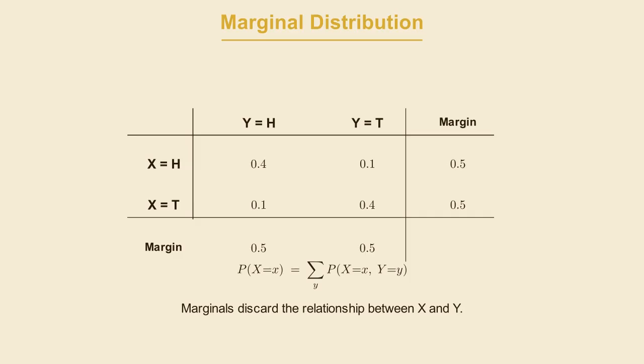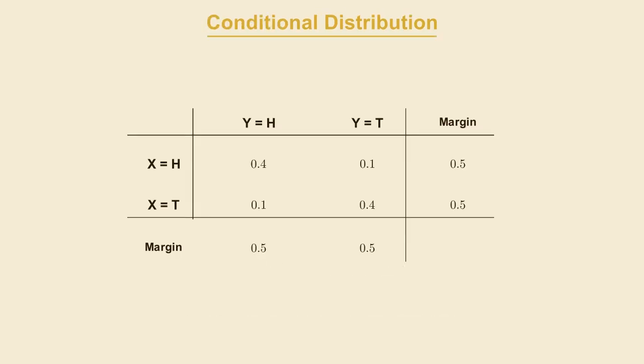If you're betting on only one of these coins, then the only thing that matters is the marginal distribution. But if you're betting on both of them at the same time, then you need the joint distribution to understand what's possible and what the assigned probabilities to those outcomes actually are.